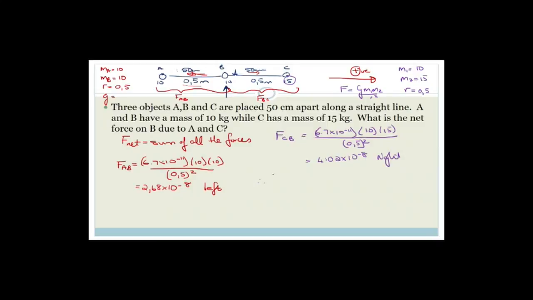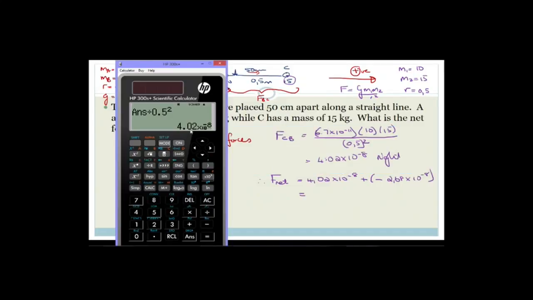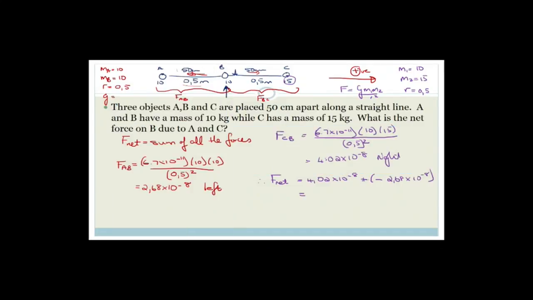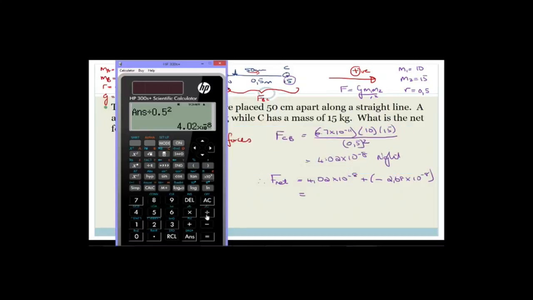So therefore, the net force, F net, is the sum of all the forces. And we've chosen right as positive. So it's going to be 4.02 times 10 to the negative 8 plus the force to the left, which is minus 2.68 times 10 to the negative 8. So then we pop that in our calculators. So we've got 4.02 times 10 to the negative 8. A plus times a minus becomes a minus. So you go minus 2.68 exponent negative 8 equals, and it becomes 1.34 times 10 to the negative 8.